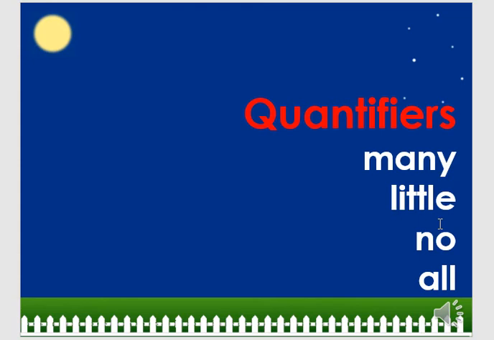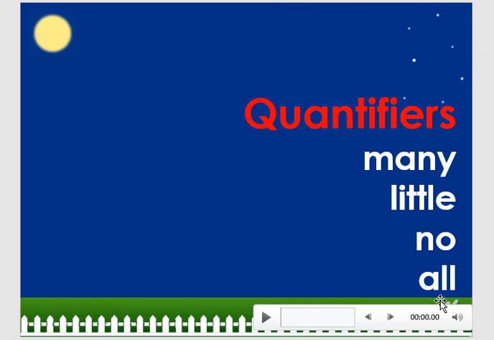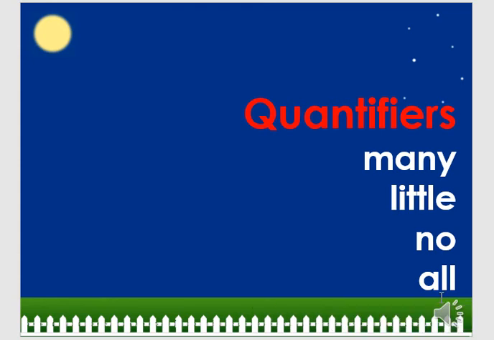Next, we have little, no, and all. Now, the quantifier many tells us that there is a lot in quantity. Little tells us that there is very few in quantity. No tells us that there is nothing, zero in quantity. And lastly, all, meaning everything. Let's look at more examples and the meaning of quantifiers.